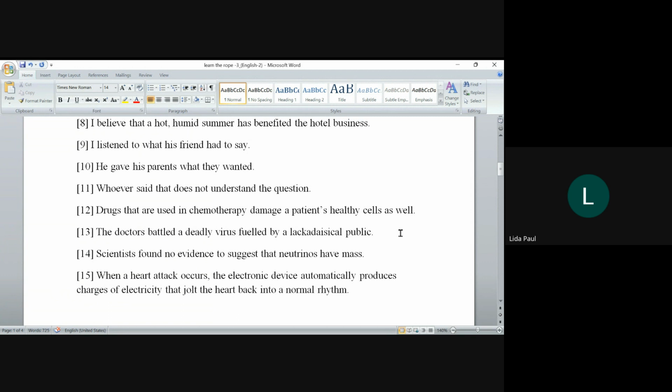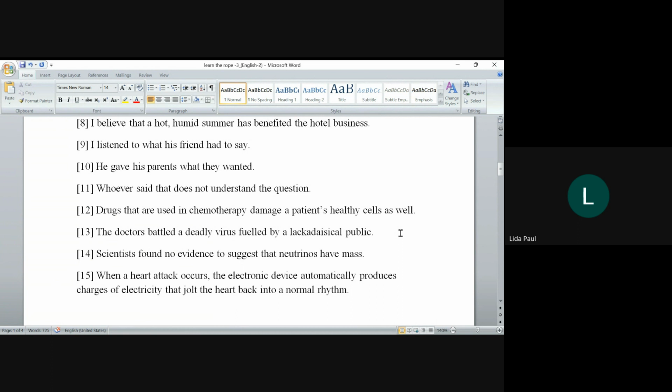So damage is your verb, and a patient's healthy cells is your object, as well is an adverbial complex, right? So drugs that are used in chemotherapy is your subject. Now within that, drugs won't be a part of the subordinate clause, but that are used in chemotherapy. Only the part after the subordinating conjunction becomes the subordinate clause, right? So by that logic, you only have that are used in chemotherapy in the subordinate clause position.